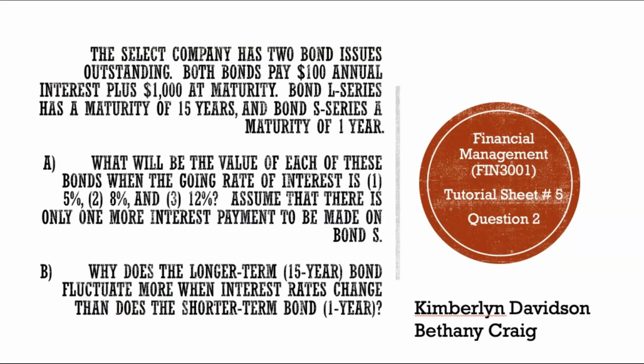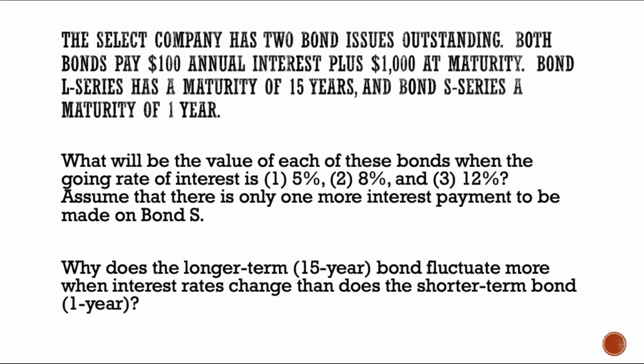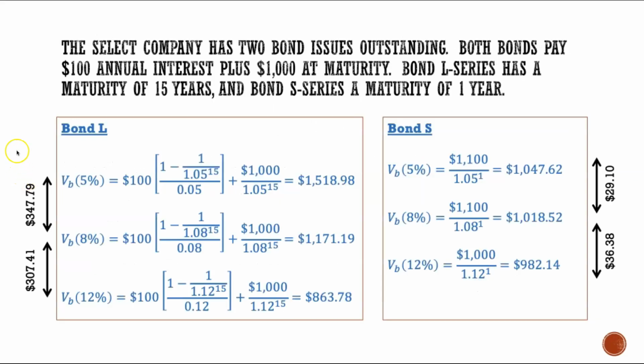Thank you, Kimberlyn and Bethany. So just to wrap things up, for the 15-year bond, we can see that the value at 5% is 1,518.98. At 8%, it drops to 1,171.19. So that's a $347.79 drop for a 3% increase in the rate, as compared to bond S, the 1-year bond.